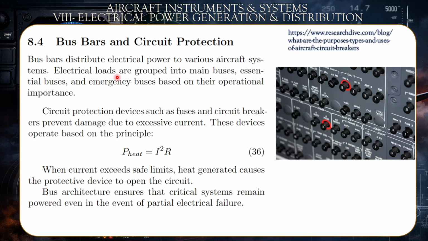So this is a distribution of buses, again based on the operational importance of different groups, with each group having systems that are interconnected together. They have a dependent functionality among themselves. Circuit protection: when we talk about circuit protection, we're talking about circuit breakers and fuses.